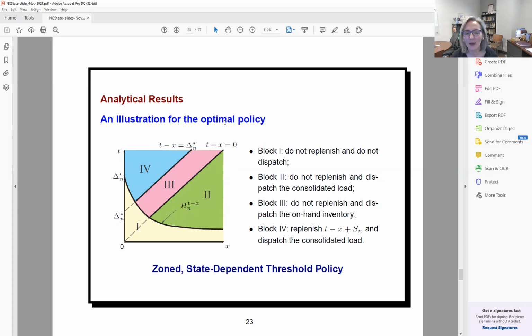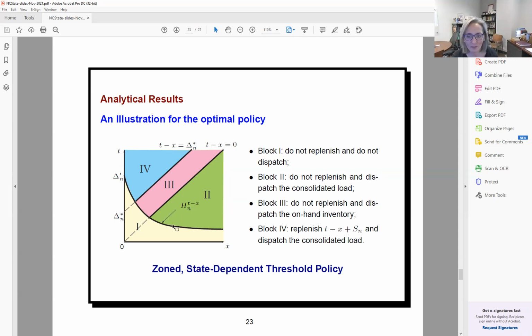This is the complete optimal policy when you put all of the results together. You have 5 blocks, okay? In the first block, you do not replenish and do not dispatch. And this block is separated from the other blocks by this curve. And this curve is dictated by your state-dependent threshold parameters. And blocks 2, 3, and 4 are the blocks that I have already described when I explained the solution of the dispatch case.